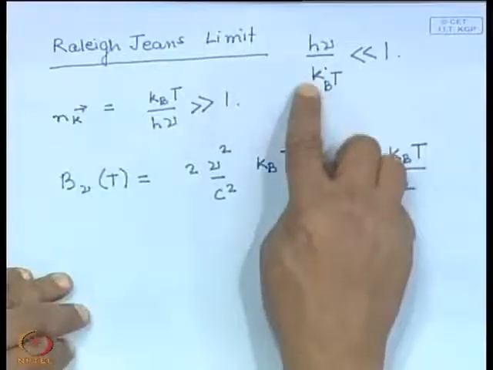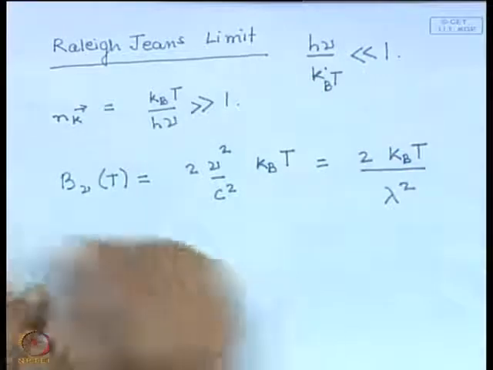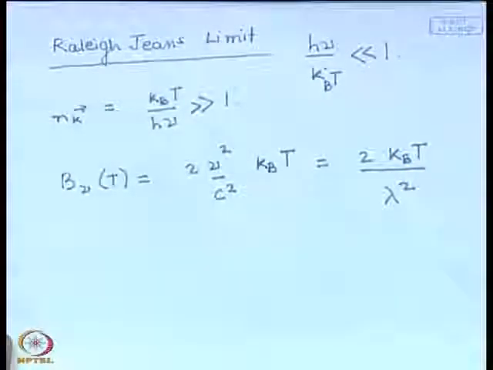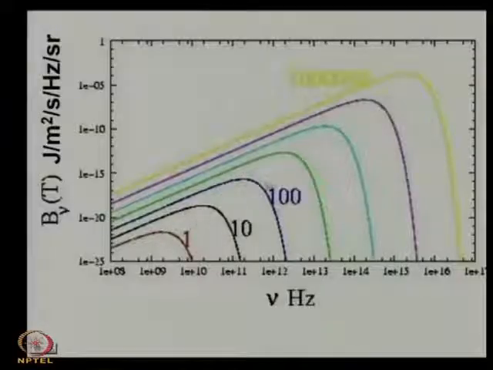So, at low frequencies it increases as the frequency square, and then there is a maximum somewhere, and then beyond that it falls off. There is a characteristic frequency, and obviously the characteristic frequency is decided by k_B T. It depends on the temperature. The higher the temperature, the larger the characteristic frequency.